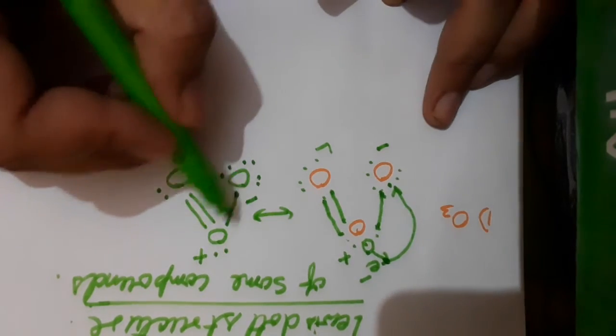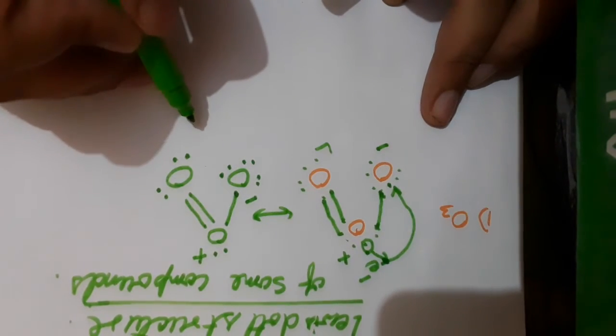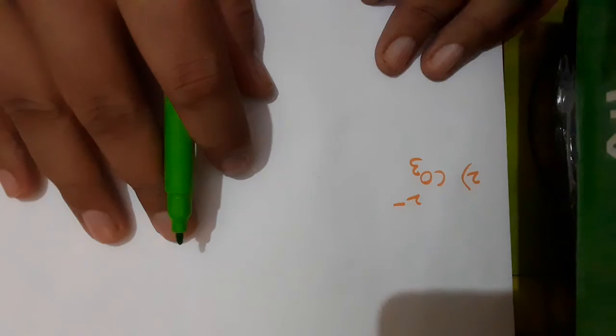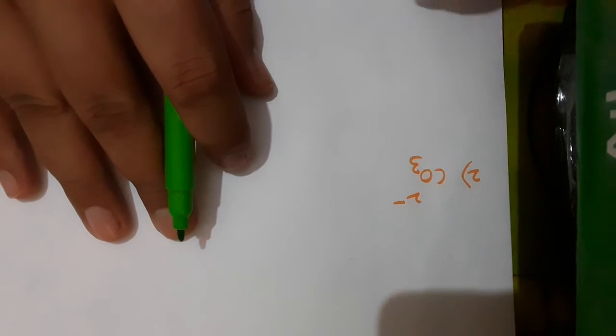These are known as formal charges. Now every oxygen has 8 electrons. Now let us take one other example, the carbonate ion.